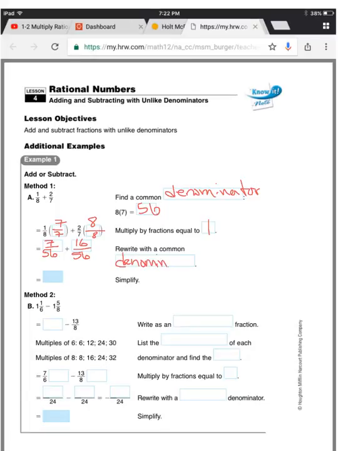And now because both of those have a denominator of 56, we can add the numerators of 7 and 16 and get 23 over 56. The denominator, once you have found a common denominator, stays like that. Okay? So the same thing applies to subtracting.